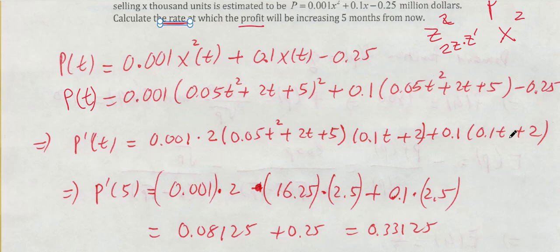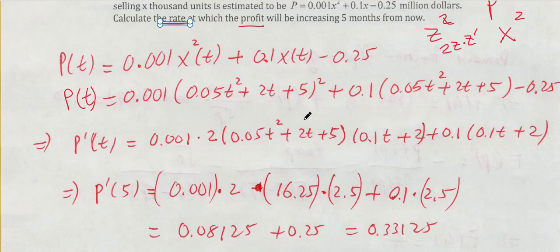Bring down 2, which becomes 0.1t. Subtract 1 from the exponent. That's why we got t here. And then 2t becomes 2. Number 5 is a constant. The derivative rule of the constant is 0. And then again, this is also a constant, so that becomes 0. So this is the whole function for p prime of t.